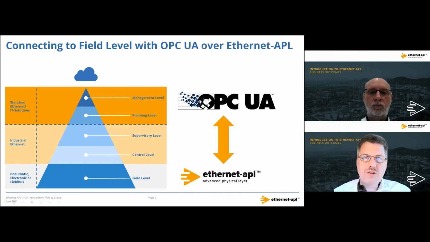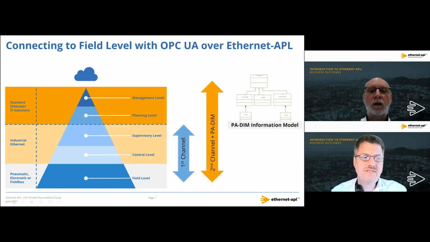Ethernet-APL will change this. Based on similar technologies used today in the field, it provides a direct path for Ethernet from the management level and the cloud down to the field. Now with Ethernet-APL, we can establish one channel for control level integration, and the second channel could be used by OPC UA to provide additional information from the field device to the cloud.